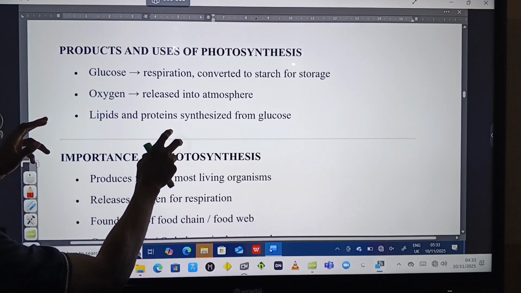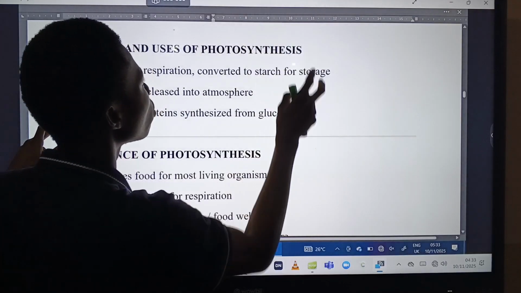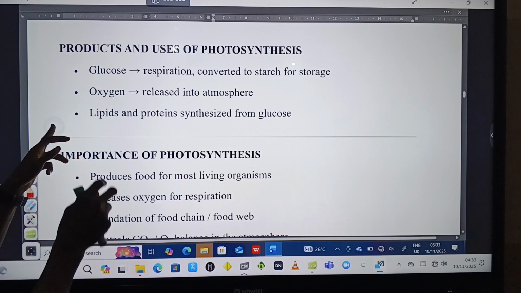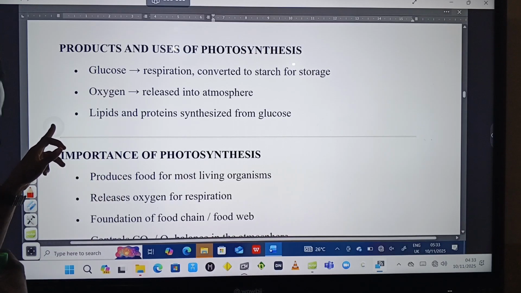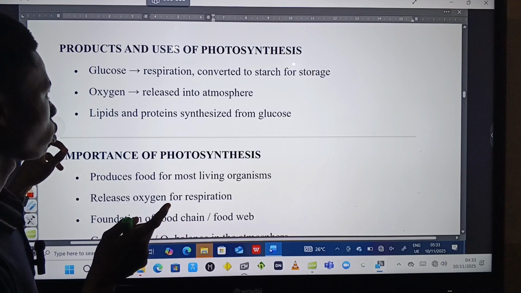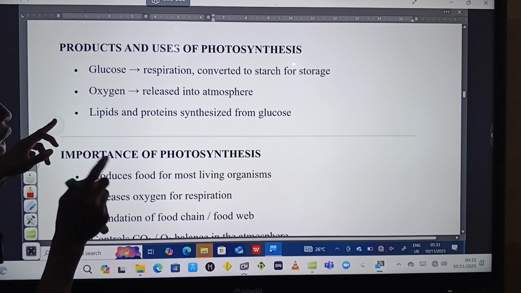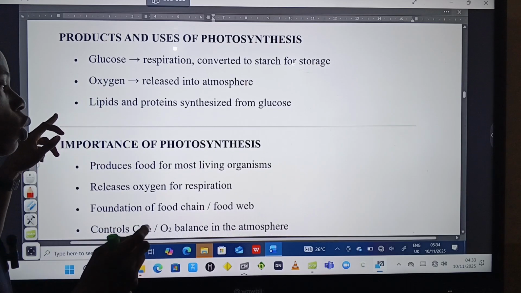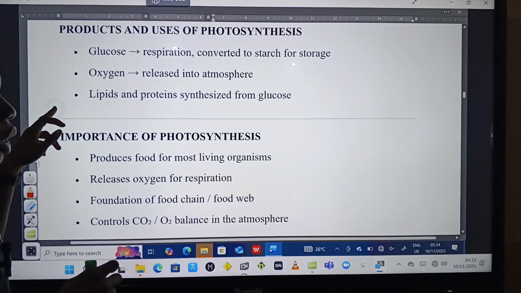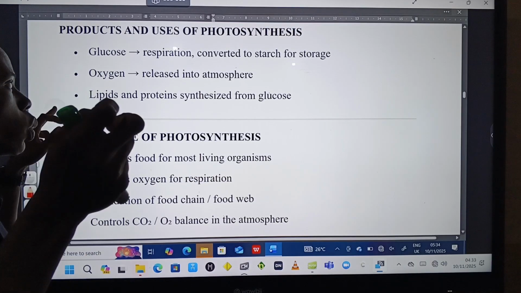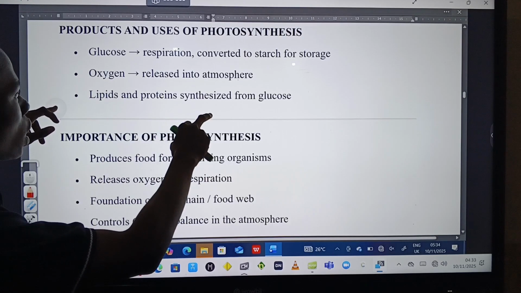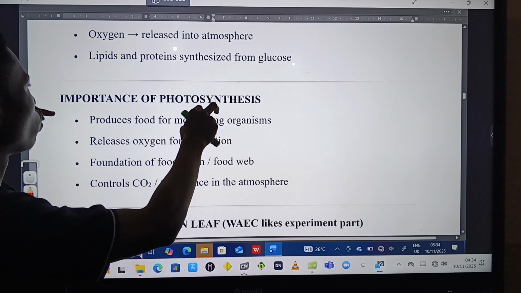Products and uses of photosynthesis. Now the products are different from the reactants. The products of photosynthesis, number one, glucose. Glucose is used for respiration and is converted to starch for storage. The storage form of carbohydrates in plants is starch. Another product of photosynthesis is oxygen, and the oxygen that is produced is released into the atmosphere. So it's actually a byproduct of photosynthesis. Now, lipids and proteins are synthesized from glucose in plants.